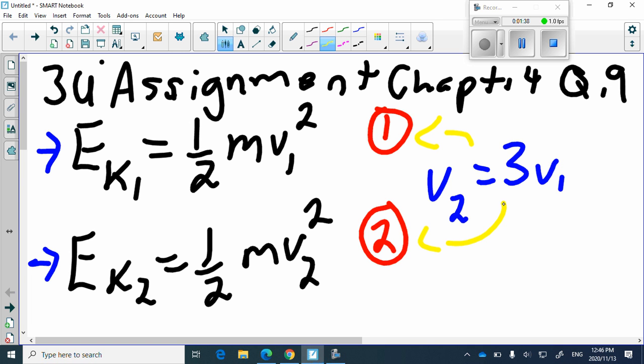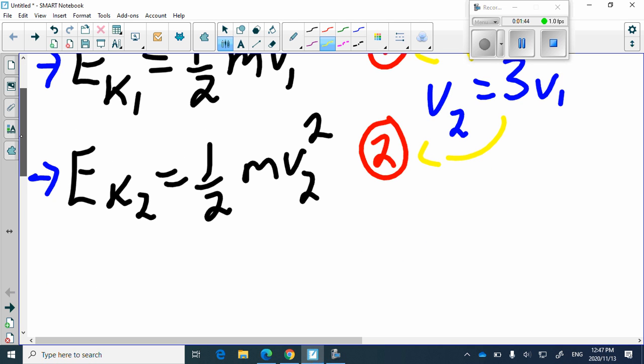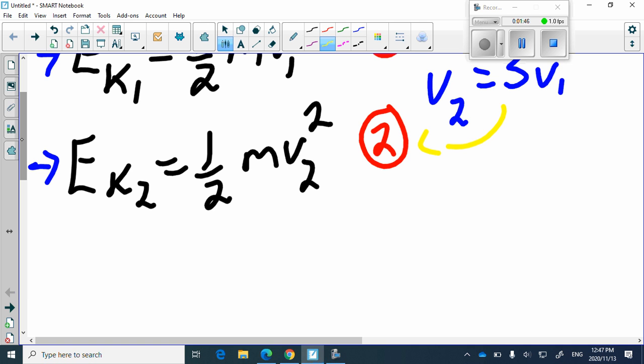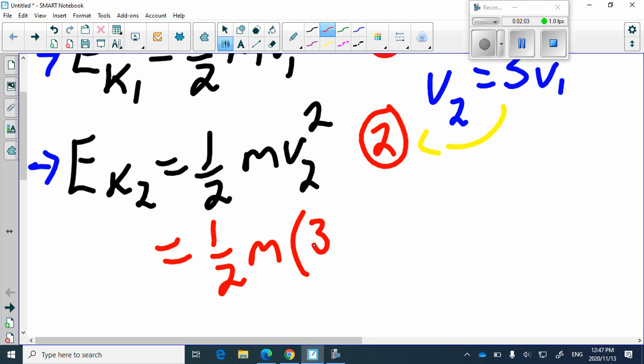that links them. This is a really good way to work on these questions. Come up with an equation for situation 1, come up with an equation for situation 2, come up with a linking equation. Very good strategy. So now we're going to continue with this. We know that V2 is 3 times V1. We know that to be true.